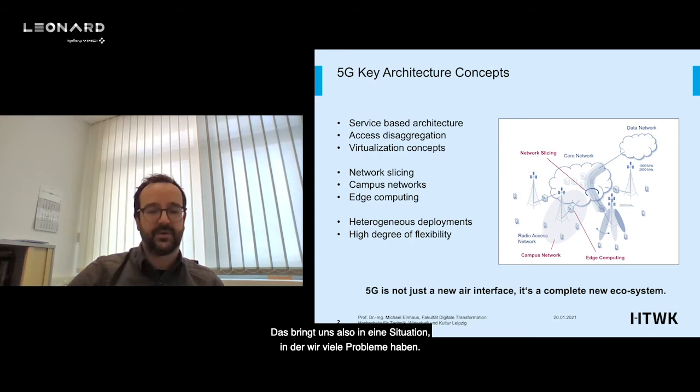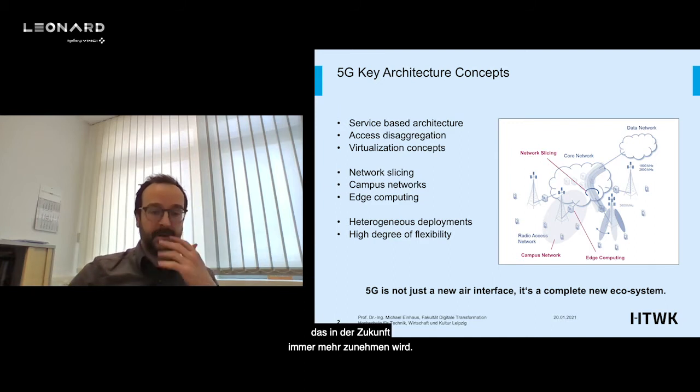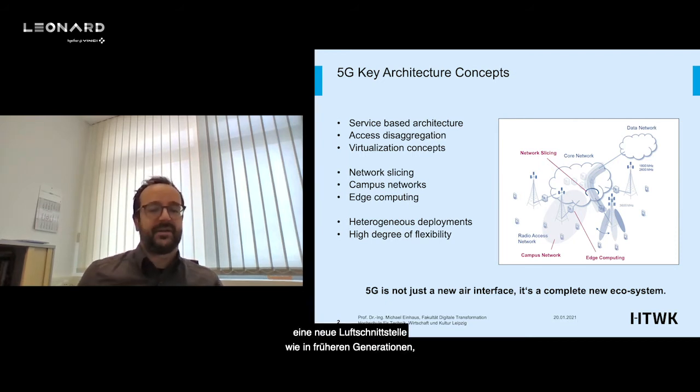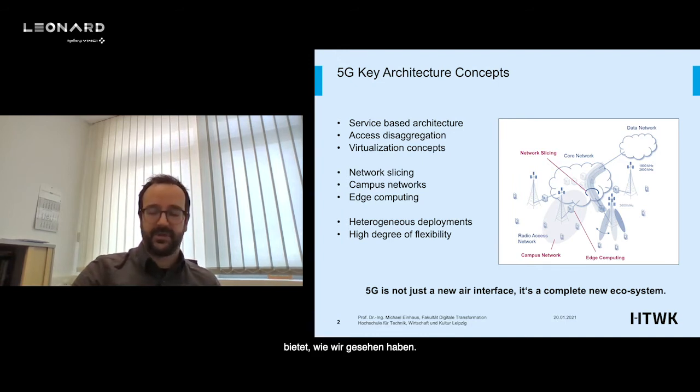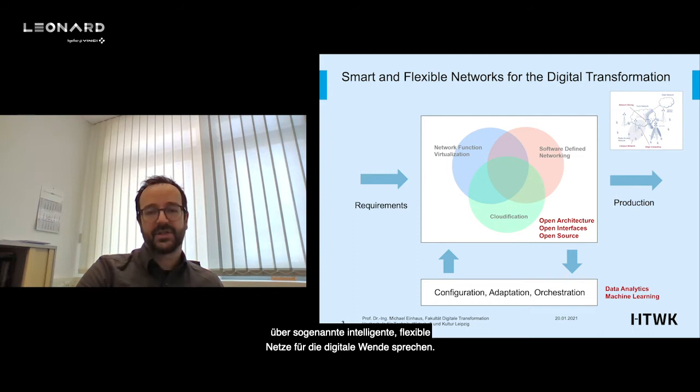So this brings us into a situation where we face a lot of challenges. We have now a huge tool set, increasing even more and more features for the future. And I think one important aspect here is that 5G is not just a new air interface like we had in previous generations. We have a lot of new technology at the air interface, but 5G is more like a completely new ecosystem. And the air interface, called 5G New Radio, is just one part of this. So we have much more, which makes the system very complicated, very challenging, but offers also huge opportunities, as we have seen. What I want to talk a little bit about is so-called smart and flexible networks for the digital transformation.